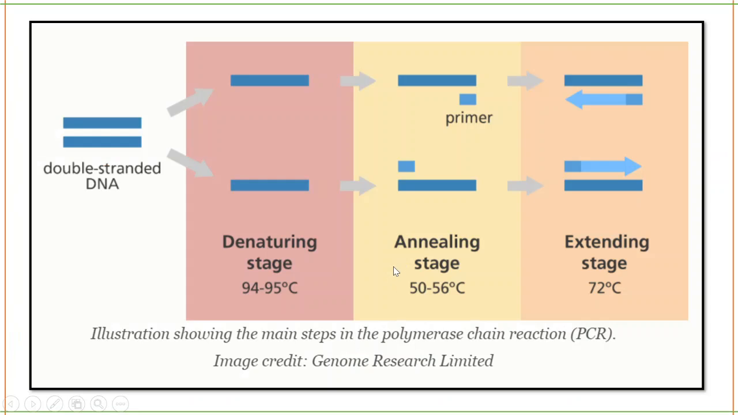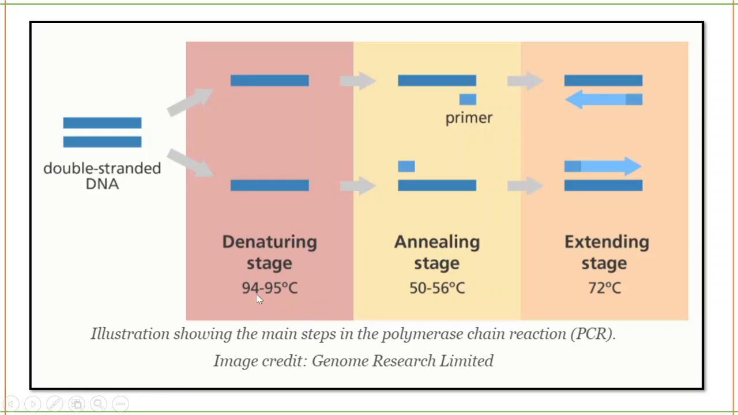So you can see here, this is the double stranded DNA, the original template DNA, which will be converted into single stranded DNA at the stage called the denaturing stage, at 94 to 95 degrees Celsius for 2 minutes. The hydrogen bonds between the double stranded DNA will be broken and you will get two single stranded DNA.